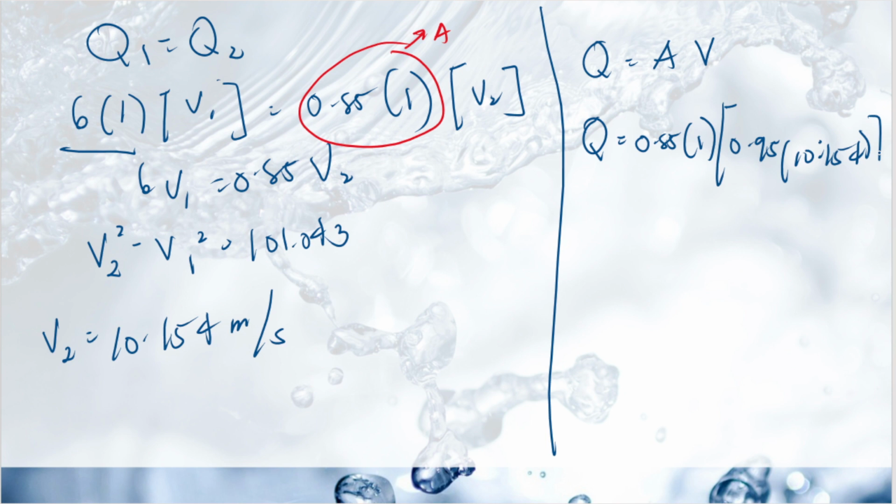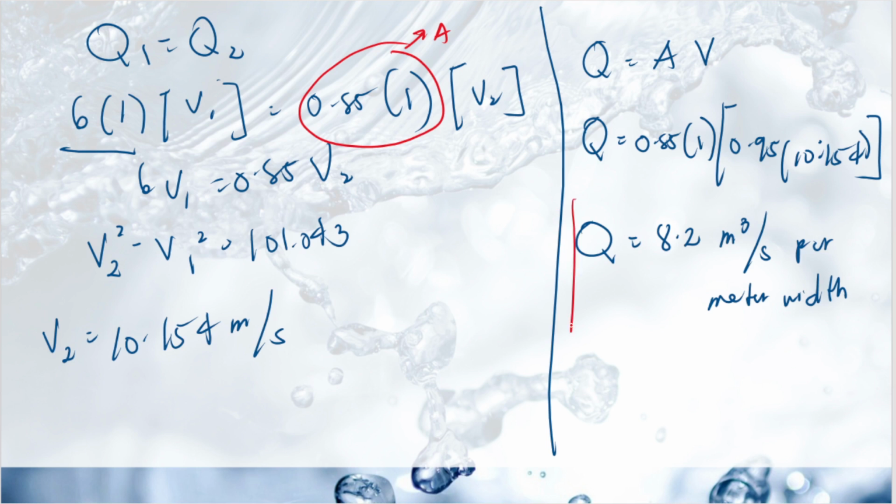10.154. The actual discharge from the gate is equal to 8.2, rounded off, cubic meters per second per meter width. So, this is our answer for this problem. Don't be confused that it should be square meters per second: we are asked to find the discharge per width of the flume or the gate. That is the answer for this specific problem regarding gates.